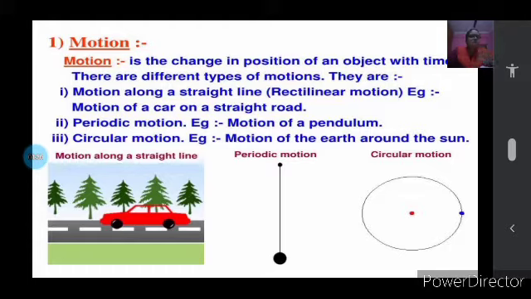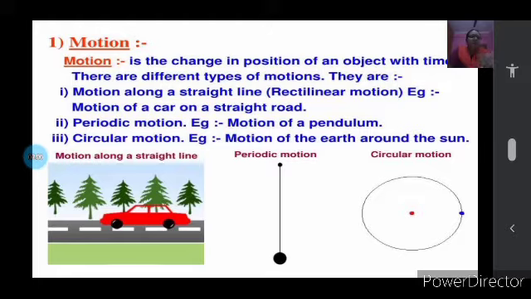Now when we say the body is in motion, there are different types of motion. Even in the picture you can see a car moving in a straight line, and a pendulum. You all know that when you oscillate a pendulum, it undergoes a particular kind of motion. And also you can see a particle which is moving in a circular path. So depending upon the path they are covering, there are different types of motion.